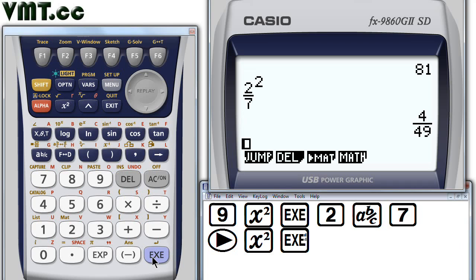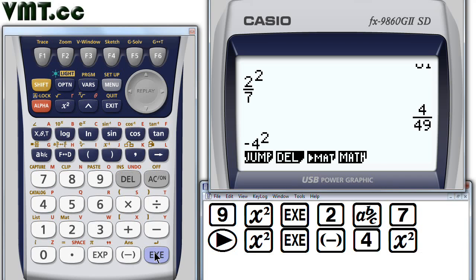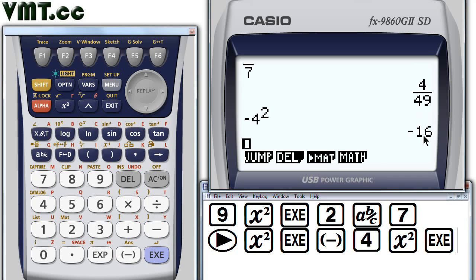For our third example, we want to find the square of -4. This is the incorrect way of doing it. -4, and then press the x squared button. Execute. The answer is not supposed to be -16. The reason the calculator gave this answer is because of the order of operations. It squared the 4 first and then it negated the answer.